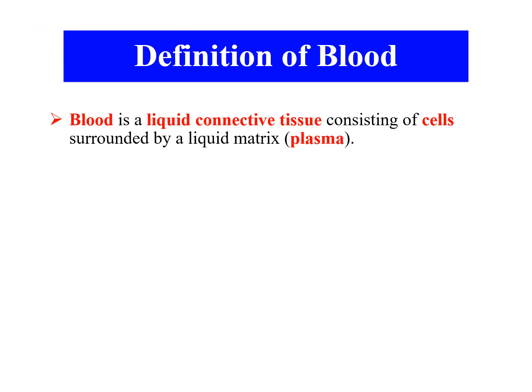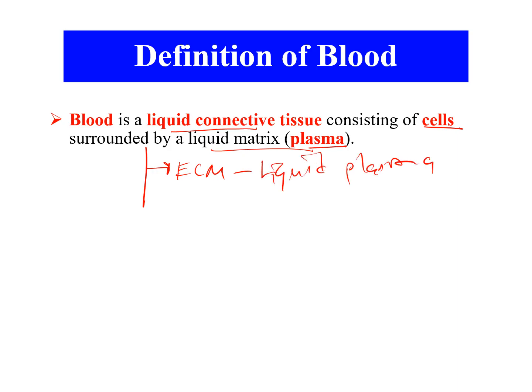So how do you define blood? Blood is defined as a liquid connective tissue consisting of cells surrounded by a liquid matrix, which is plasma. So in this case, what this means is that there are two parts of blood. We have the extracellular matrix, which is liquid. This one is our plasma. And in this plasma, we find cells suspended in the plasma itself. So two components: the extracellular matrix, which is the liquid part, the plasma, and the cells suspended within the plasma.